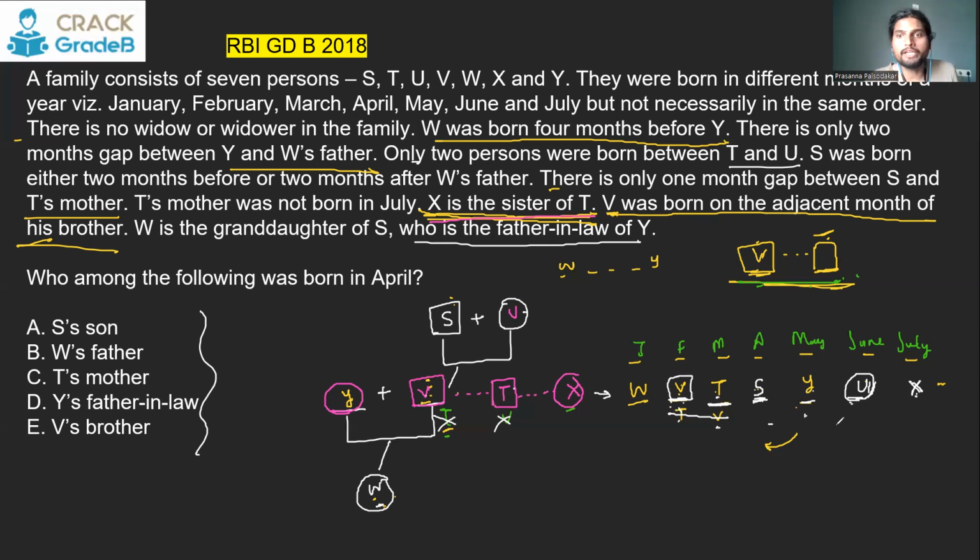Who among the following was born in April? So in April, S is being born. S, which is male. S is being born in April. Who is S? It is not S's son, it is not W's father, it is not T's mother, it is Y's father-in-law. Y's father-in-law is S. Option number D will be the answer. Let's see the next one.